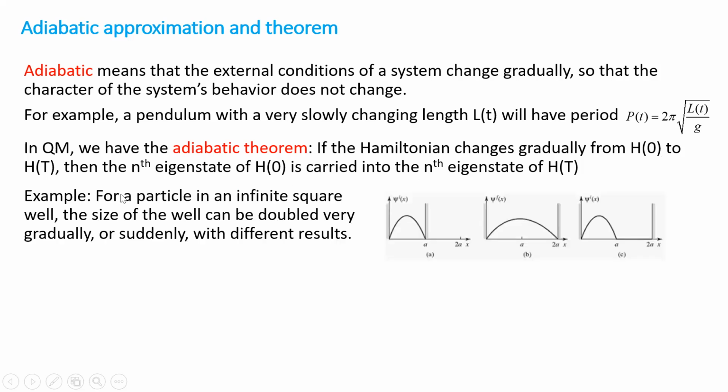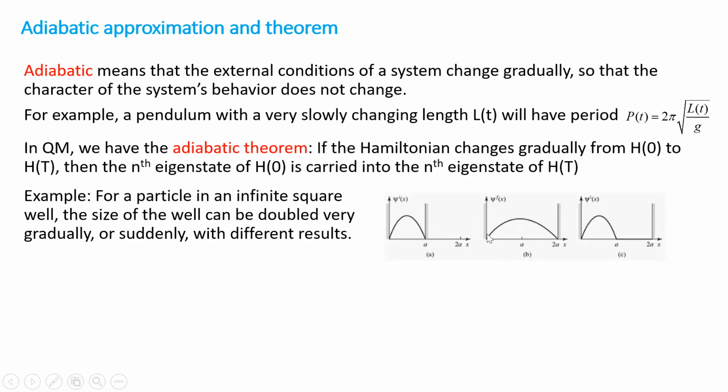As an example, for a particle in an infinite square well, here we have a particle in a square well of length A, and here's our ground state, which goes to 0 at both edges, as we are familiar with. Suppose we double the size of the well. In the second picture here, we've doubled the size of the well gradually. So we've taken this wall and moved it out really, really slowly. So the external conditions of the system are changing gradually. The Hamiltonian is changing gradually as the parameter A changes very gradually.